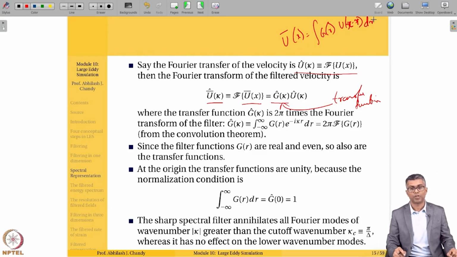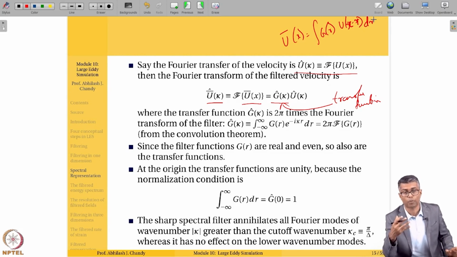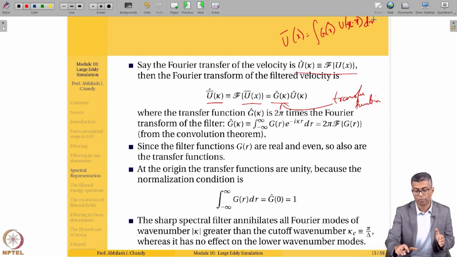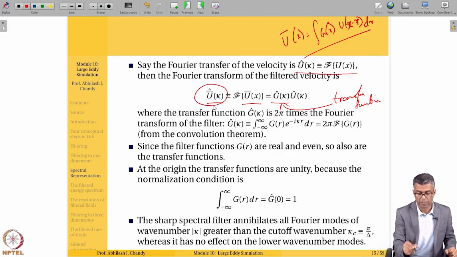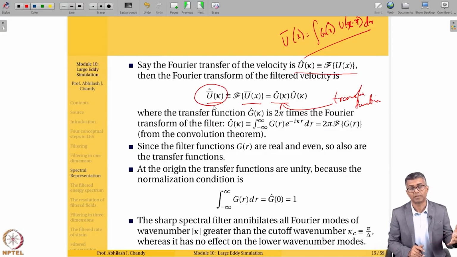G of r times u of x minus r, and that is your filtering operation. So as you can see, it is a convolution operation in physical space. If you take a Fourier transform of this expression that I have written here on both sides, then on the left hand side I will have the Fourier transform of the filtered field, which is what this is, u bar hat of wave number.